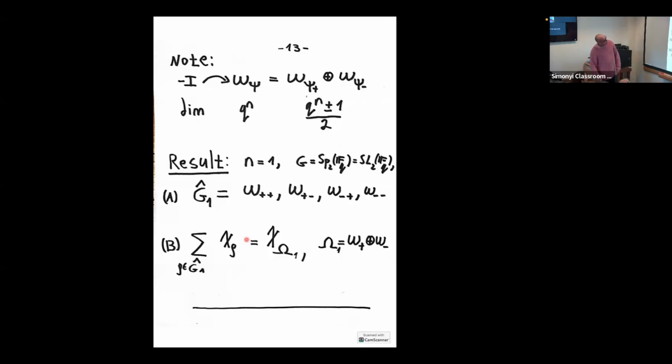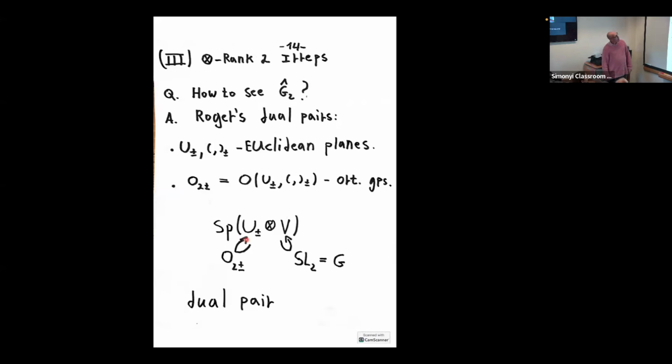What about the guys of rank 2? So here starts the work of Roger. The guys of tensor rank 2, how to see them. This is an example from Roger's theory of dual pairs. Roger told me that in '73, I think he was in Bonn, and he tried to understand the irreducible representations of the symplectic group, and he computed certain numbers, and Harder told him that those are numbers that have to do with the orthogonal group. And this was the beginning of Roger's theory.